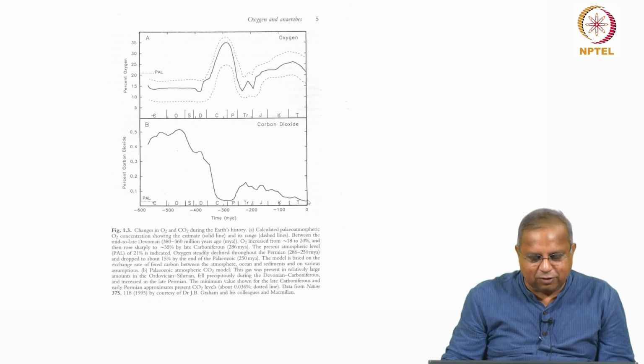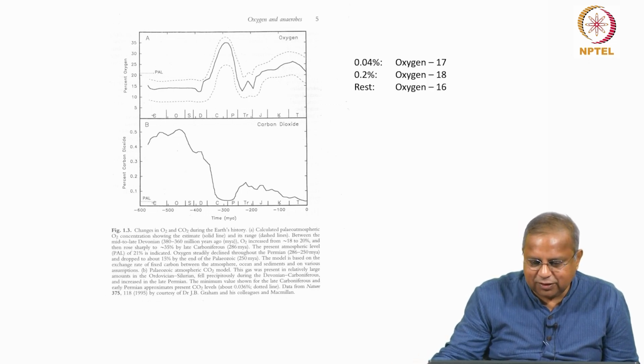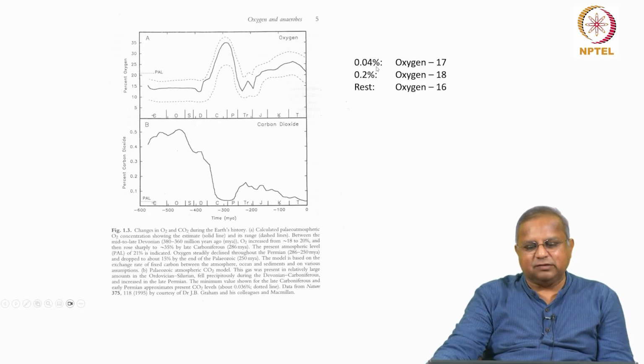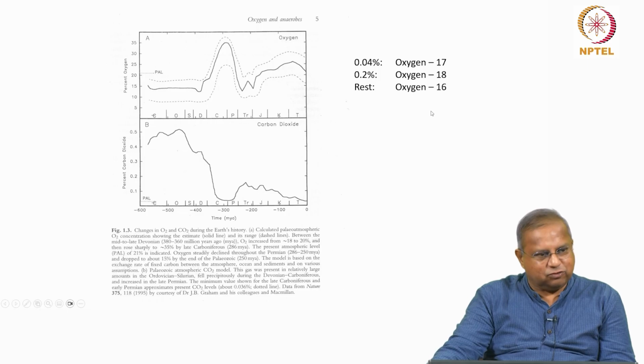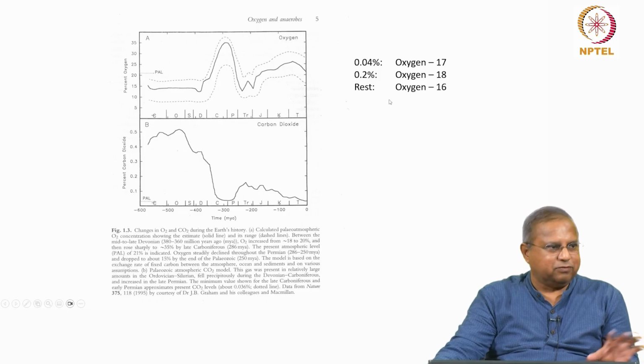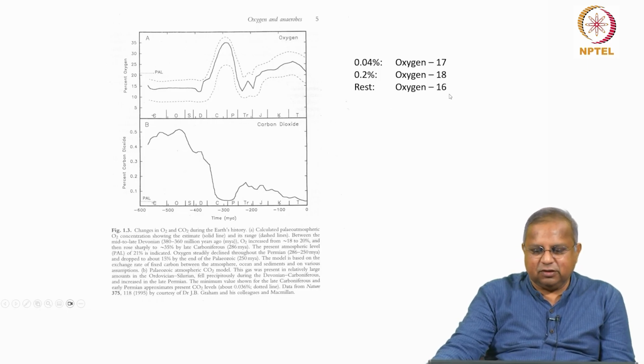I think we need to stop now. We will stop, and just the last point is there are isotopes of oxygen present. We are focusing mainly on oxygen here. Oxygen 16, which is the normal one, is apart from oxygen 17, 0.04%, and oxygen 18, 0.2%.